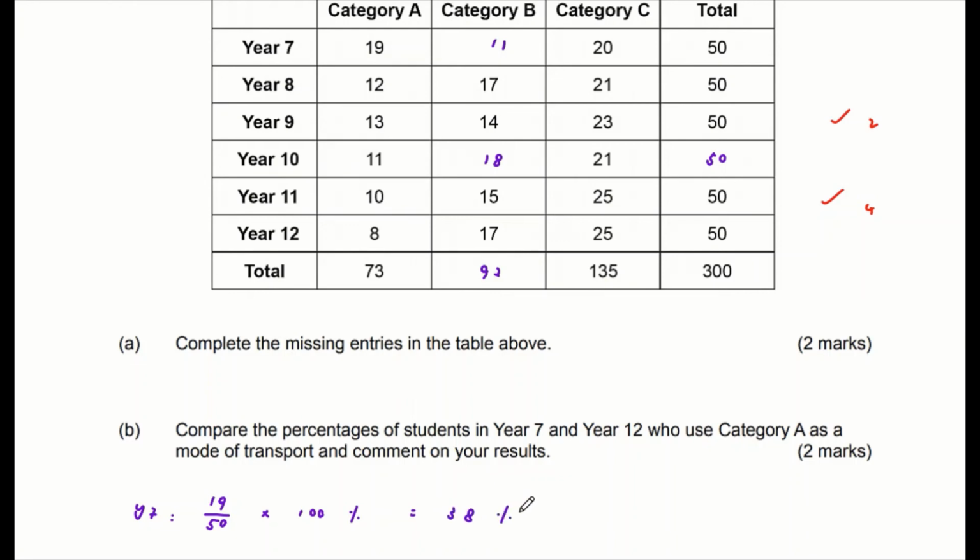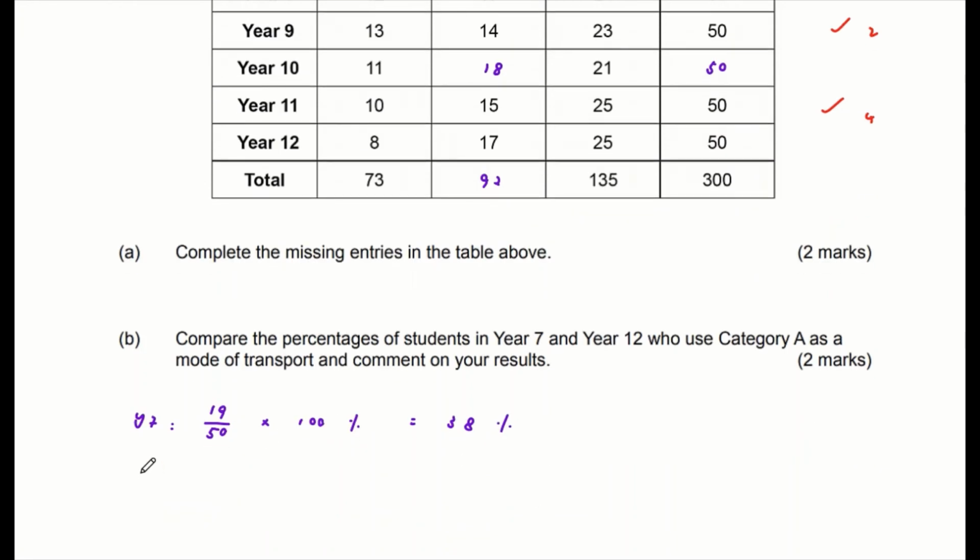Okay, then the other one is year 12 who use category A. So year 12, total also 50. There are 8 students who use category A. So that's why 8 divided by 50, multiply by 100%, and from here you can get 16%.